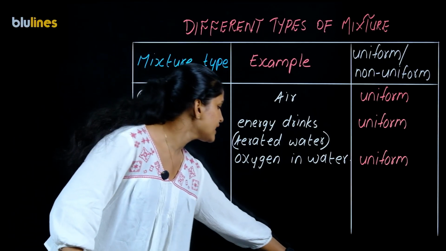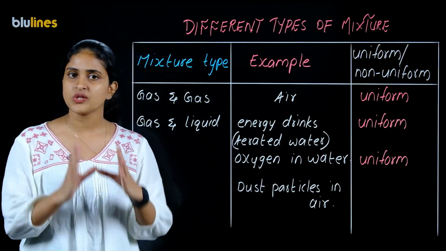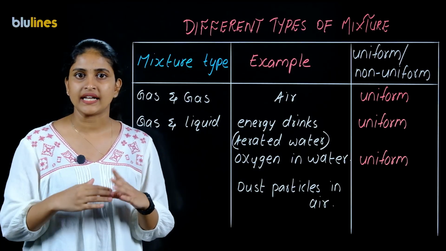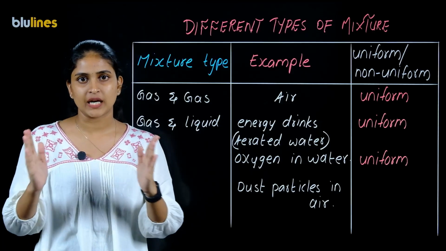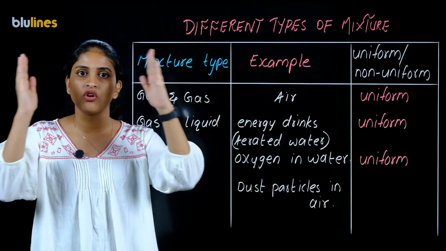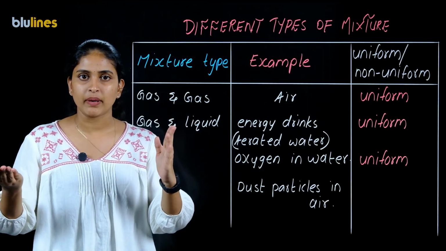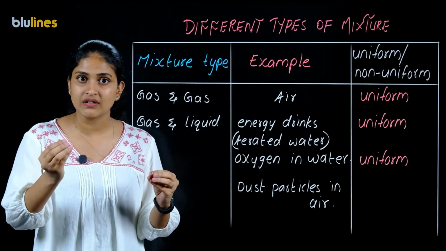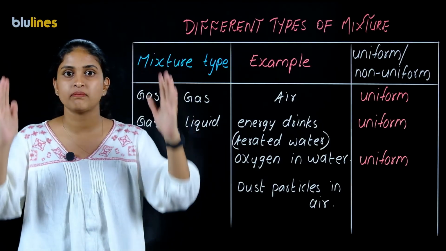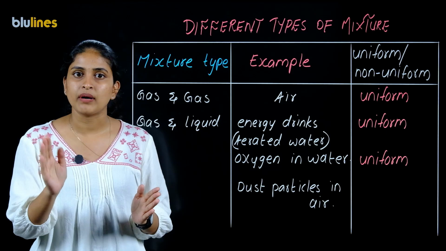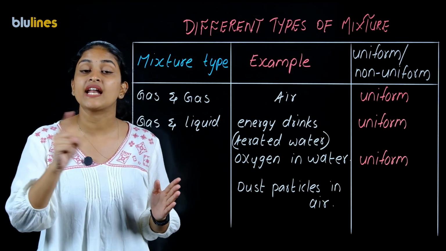The next example is dust particles in the air. The air also consists of a certain amount of dust particles. Suppose you have placed a dark colored chart paper, like a black chart paper, in your window and you leave it for some time. If you observe that chart paper after some time, you may see certain particles getting embedded on that chart paper. That is nothing but dust particles, and those dust particles are coming from the air around us.